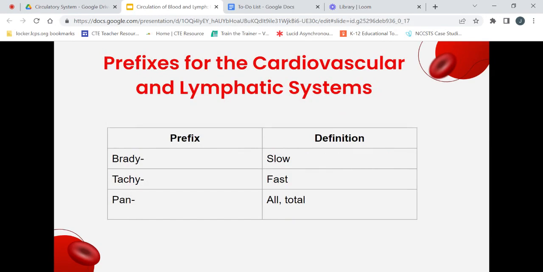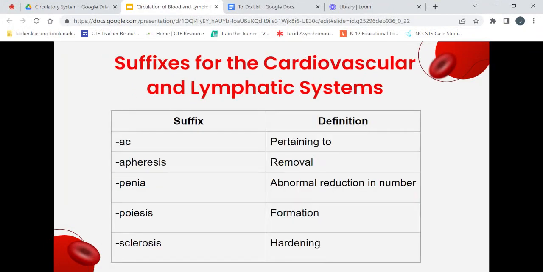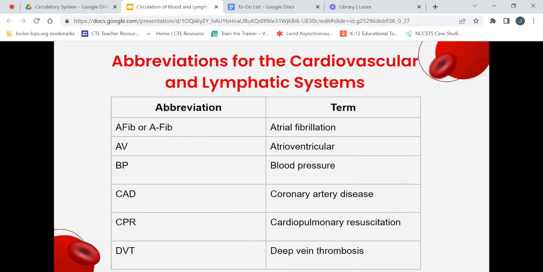This next slide has prefixes for the cardiovascular and lymphatic system. Prefixes go at the beginning of the root word. This next slide has suffixes for the cardiovascular and lymphatic systems. Suffixes go at the end of a root word. And then the next two slides have some important abbreviations for the cardiovascular and lymphatic systems.